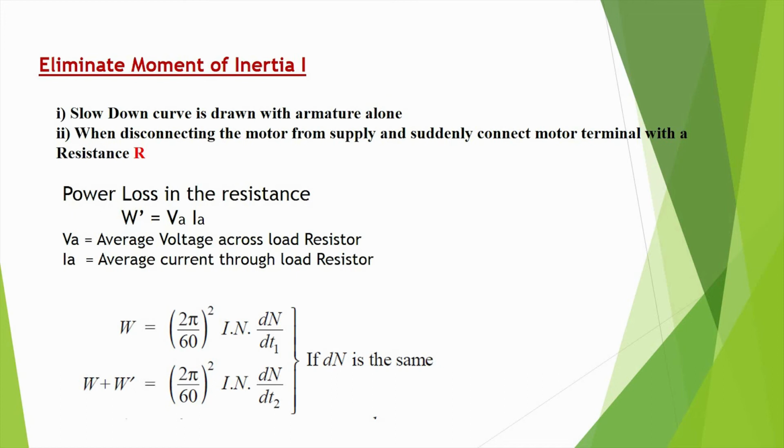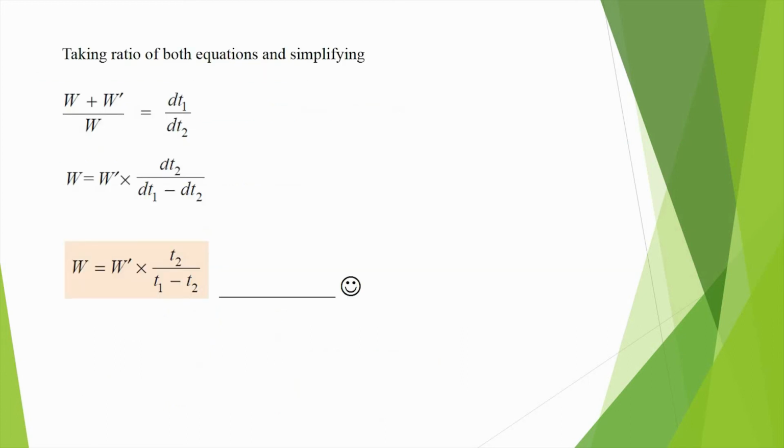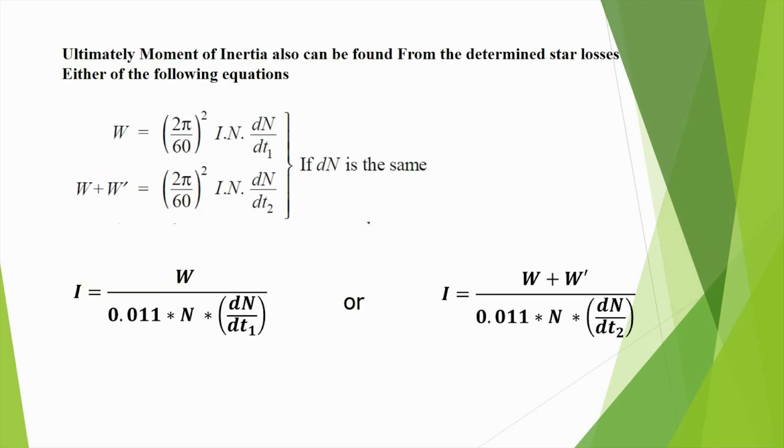We have two equations. The first one is the loss when we do not connect any resistor across the motor, and the other is W plus W dash, which is the loss when we connect the resistor across the motor during disconnection. In both cases we take the same dN. Taking the ratio of both equations, we find W, which is our loss, given by W equal to W dash into T2 divided by T1 minus T2. Ultimately, the moment of inertia can also be found from the determined stray losses using the following equations.